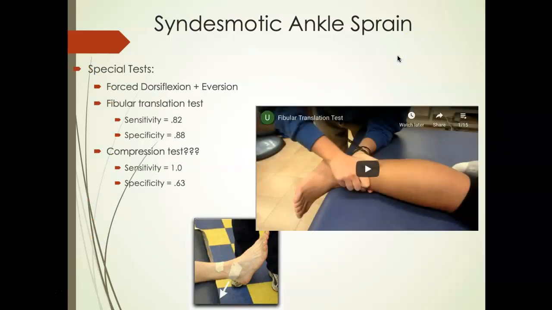In terms of special tests, there are a few that we'll do in the lab. The first one is, its name, the force dorsiflexion and eversion test. So it sounds simple. You're going to force them up into dorsiflexion and then evert the foot. And what you will visibly see is a widening of the distal tibiofibular joint, and they're going to complain of pain. And then the next test is the fibular translation test.